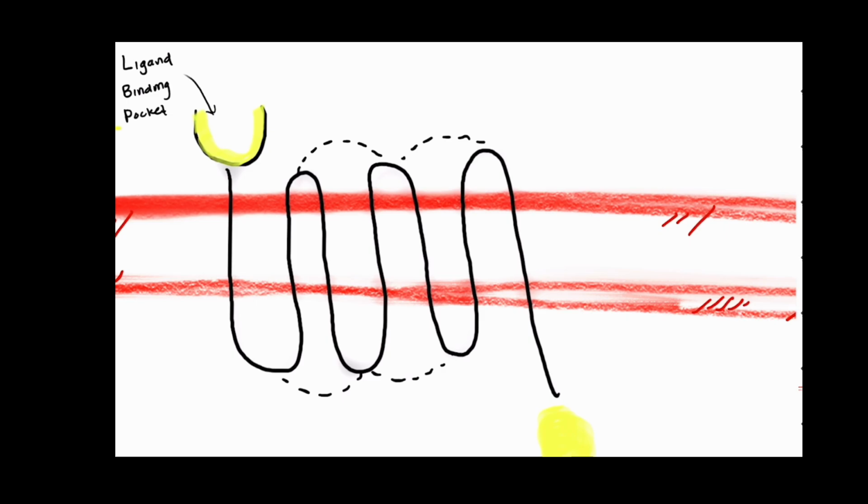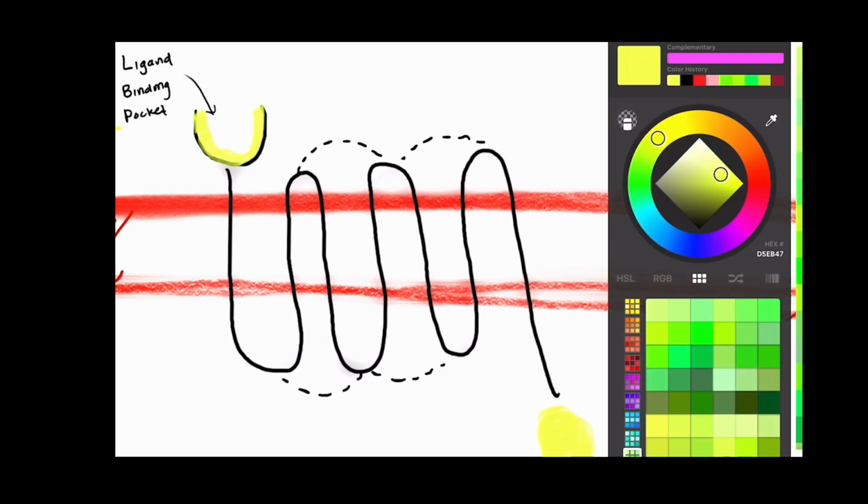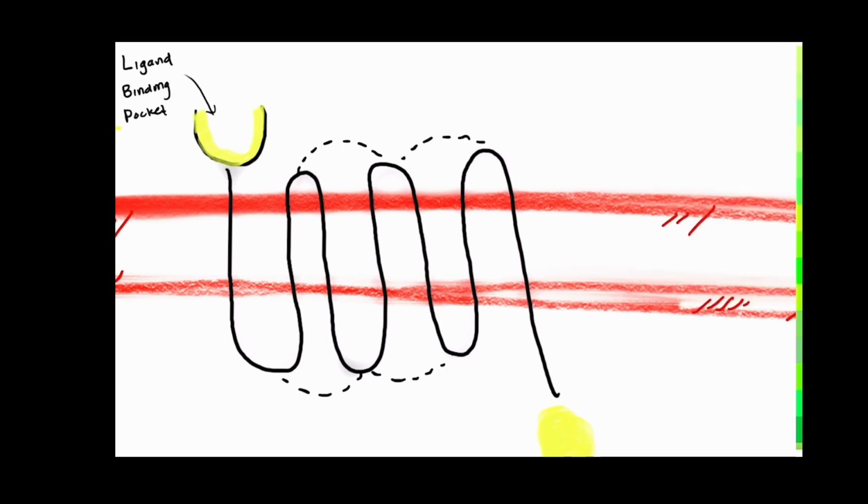So we know that, let me change my colors here. We know that this G-coupled protein receptor is a 7-transmembrane protein. So we can see here that there is 1, 2, 3, 4, 5, 6, and 7. And this protein goes through the membrane. It's a transmembrane protein. It goes through the membrane 7 times, and that gives it one of its most unique characteristics.